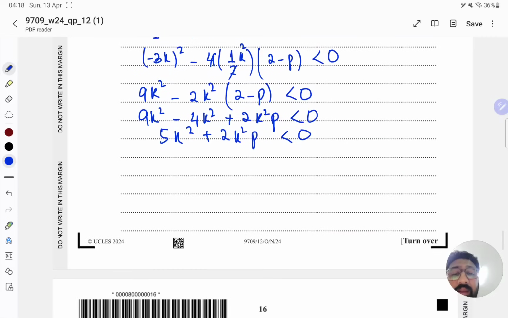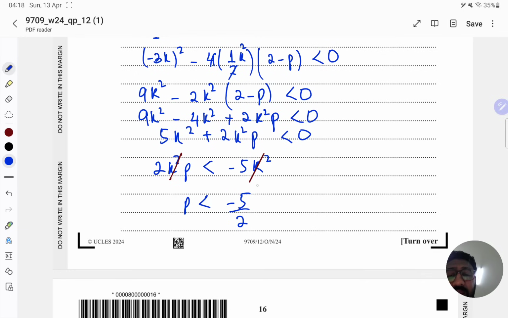We need to find the values for p, so let's keep the p to this side, and let's take 5 minus 5 k square to the other side. This k square and k square will cancel out, so the set of values for p will be less than minus 5 by 2.